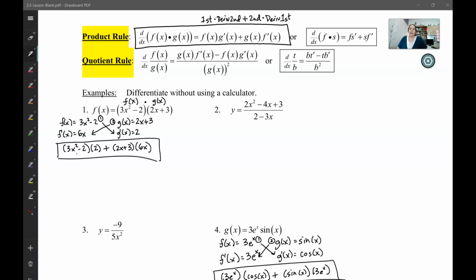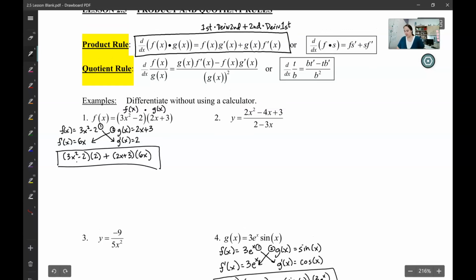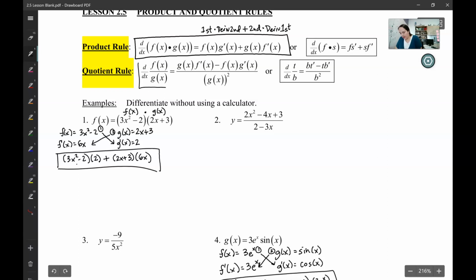Okay, let's do the quotient rule. So here's the quotient rule right here. Second times the derivative of the first minus the first times the derivative of the second, all over the second squared. So once again, I'm going to have you make this grid thing. So f of x is our top, g of x is the bottom.